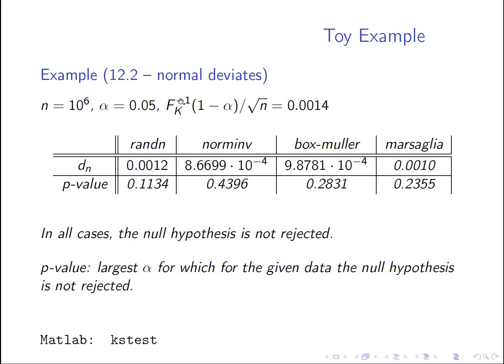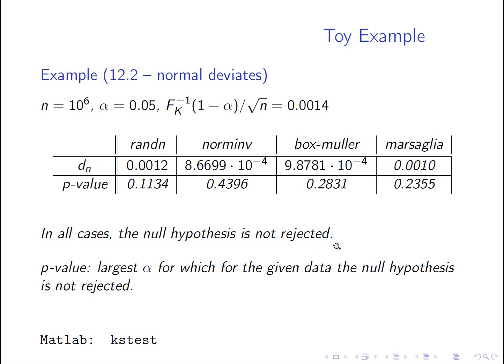And here is this quantity where we need to decide whether we reject or not. It's the inverse distribution function of the Kolmogorov distribution evaluated at 1 minus alpha, divided by square root of n. Why divided by square root of n? Well, the real test statistic is square root of n times Dn, but if you use Dn, you have to divide by square root of n. And this is 0.0014. If we look at the values of Dn, in all the cases they are smaller than this critical value, approximately of the order 10 to the power minus 3. So in all cases, the null hypothesis is not rejected.